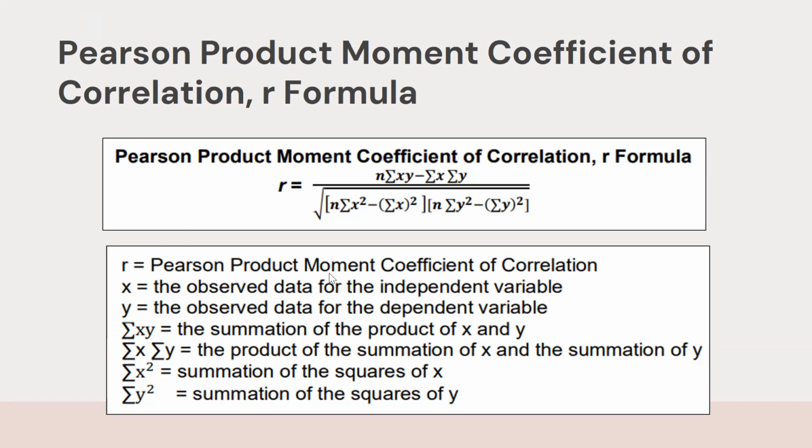R represents Pearson's product moment coefficient of correlation. X is the observed data for the independent variable. Y is the observed data for the dependent variable. Summation of x, y, the summation of the product of x and y. Summation of x and summation of y, the product of the summation of x and the summation of y. Summation of x squared, summation of the squares of x, and summation of y squared.